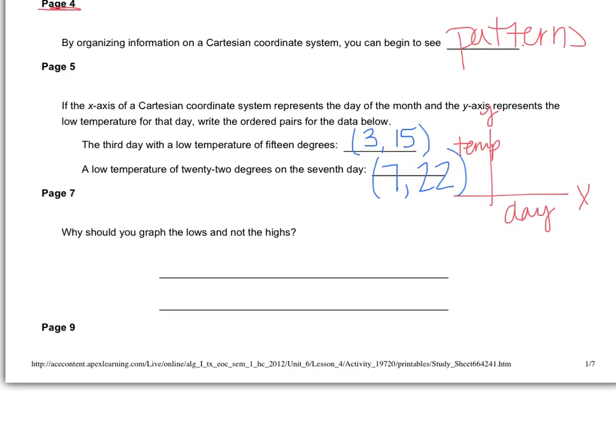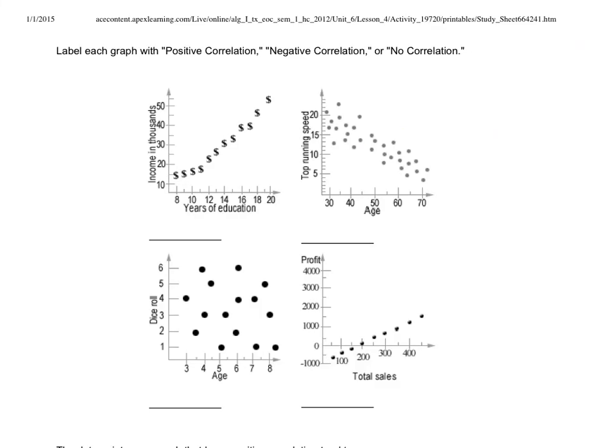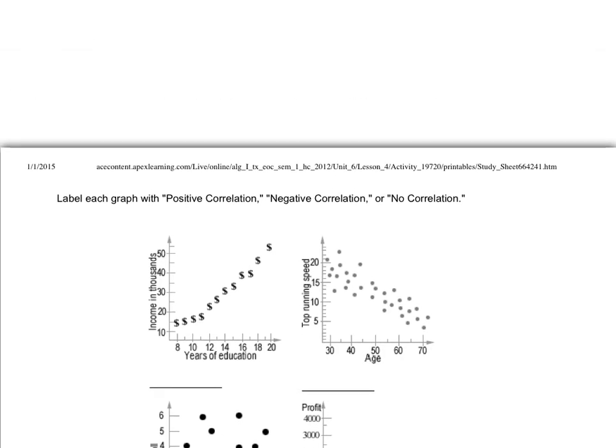Moving on to the next page. When we graph points, we often graph what are called scatter plots, and scatter plots have 3 different types of correlation. They have positive correlation, where the data points are going up. We have negative correlation, which means the data points are going down. And we have no correlation, where our data points are literally scattered all over the place. There is no trend there. Another word for correlation, by the way, is trend or pattern.